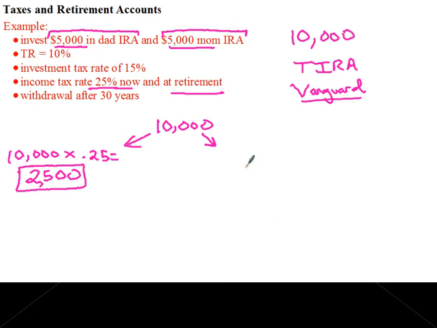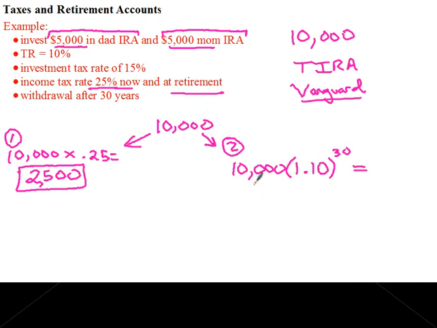So all I'm going to do here is, this is step number 2. So over here, this was step number 1. I should have labeled that. Over here is step number 2. So step number 2, I'm going to get the full $10,000, $5,000 in Dad's account, $5,000 in Mom's account, times 1.10. That's my full 10% total return, raised to the number of years, which is 30 years. So I'm going to pull my calculator out, and I'm going to do that calculation.